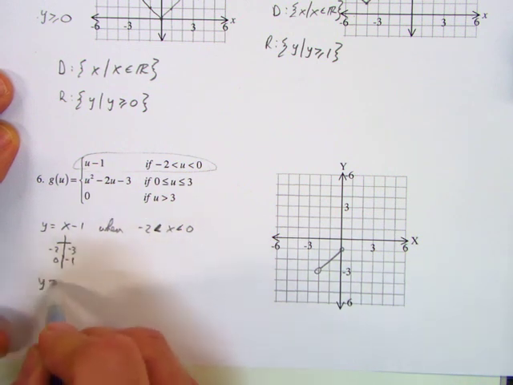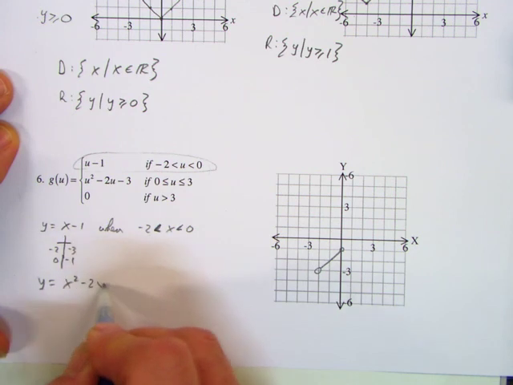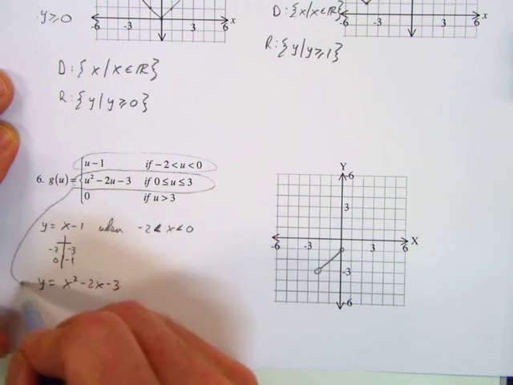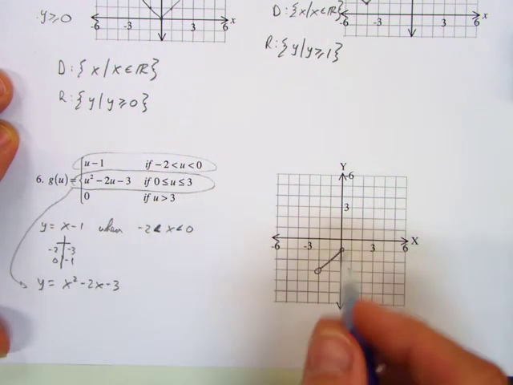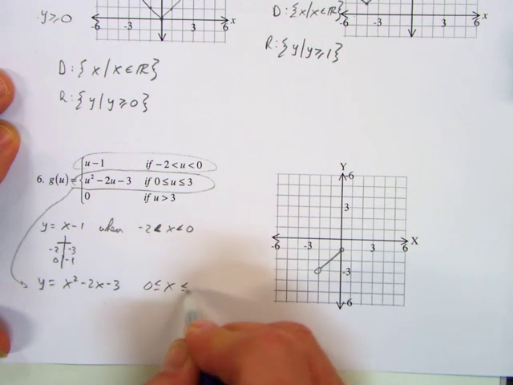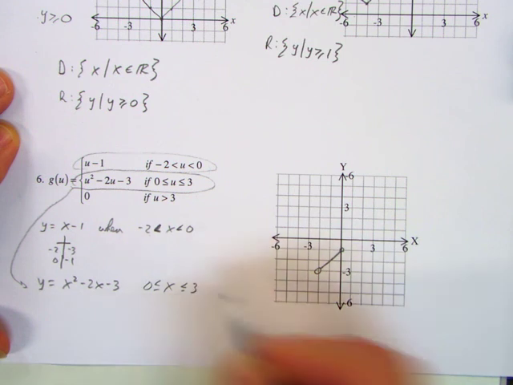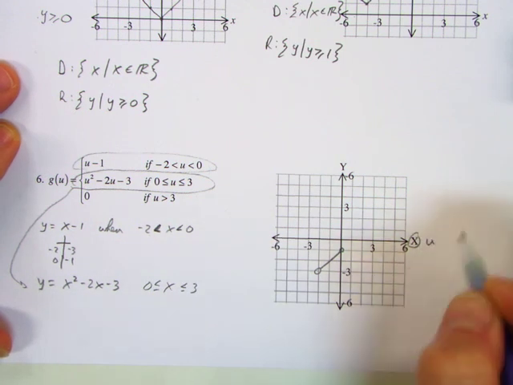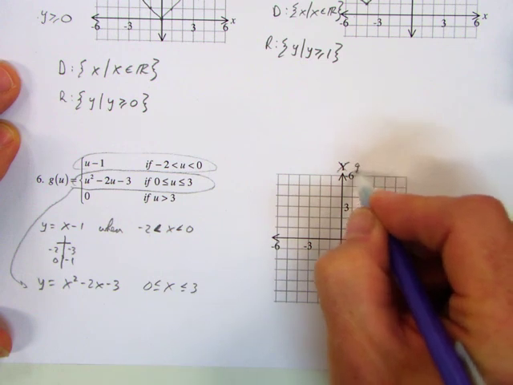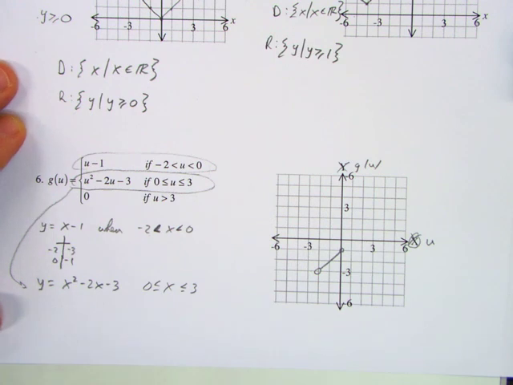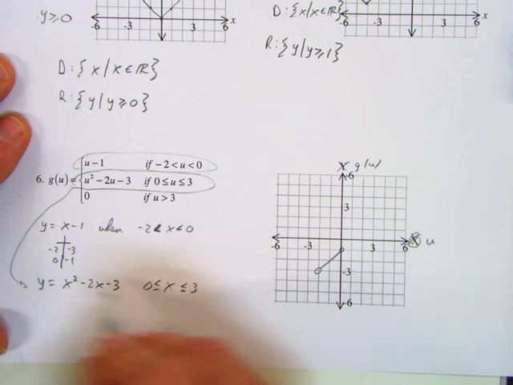Now let's take a look at y equals x squared minus 2x minus 3. That's that second piece. But do I just graph that everywhere? No. I'm only going to be graphing it between 0 and 3. Now technically I just realized that I should have labeled this u, and this should be g of u, because we're not talking about x and y. I'm just using x and y so you can become more familiar with what's going on here.